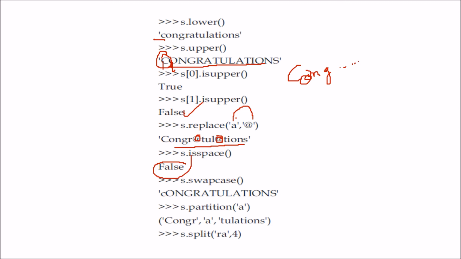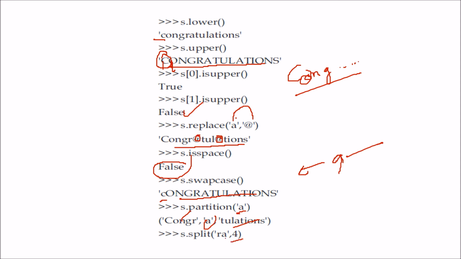S dot swap case. As you saw in the initial string, C was capital and the others were not capital. Here C is not capital, and the others become capital. S dot partition A: wherever A comes, the left part is here, A will be shown here, and the right part will be shown here. So there will be 3 partitions.